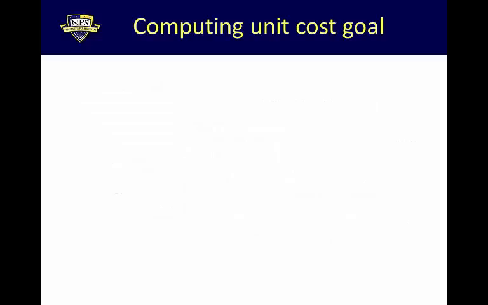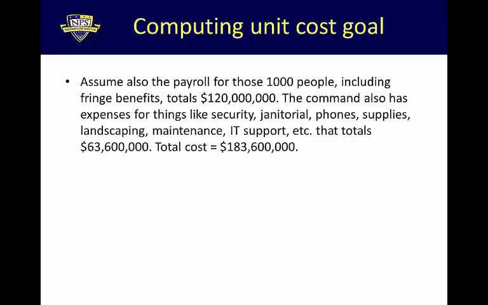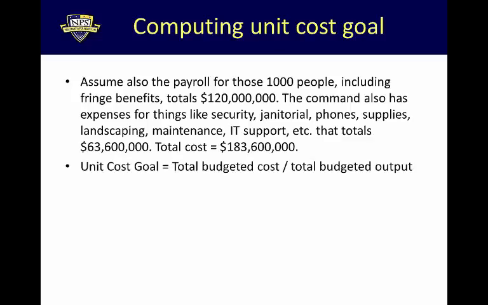So let's figure out the unit cost goal. The unit cost goal, again, is the budgeted cost divided by the budgeted output. So what does it cost for all of these people? Let's assume for the 1,000 people, including fringe benefits and salaries, that totals $120 million. And the command has a number of other expenses: security, janitorial, supplies, maintenance, and so on. That total another $63.6 million. So their total cost, $183,600,000.